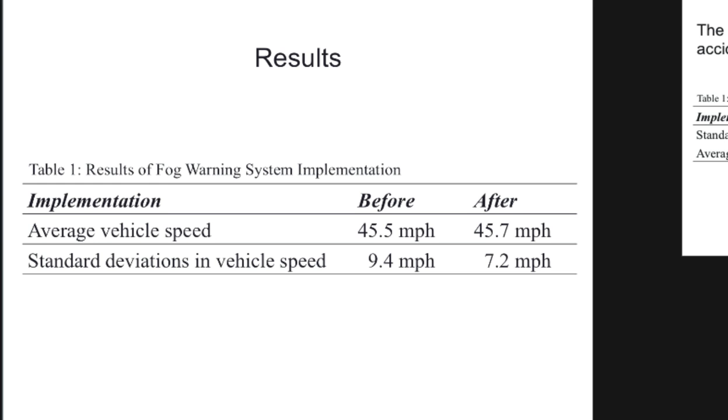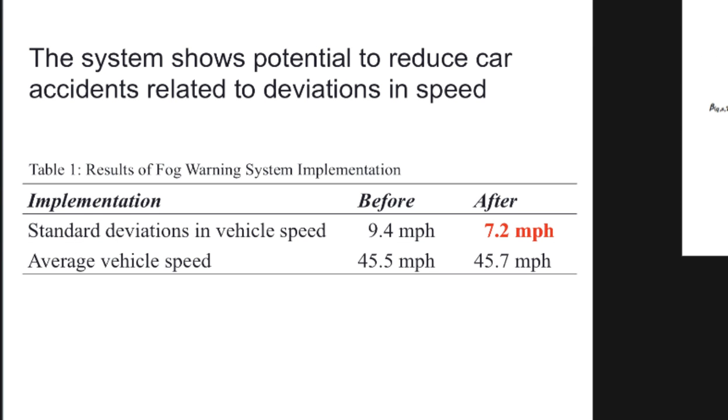Before and after doesn't seem that different. Yeah, that's what I thought. So before and after of this fog warning system, 0.2 of a mile per hour, that's nothing. Basically useless. Let's not implement this system. Wrong. That was totally wrong of what the authors actually wanted. Here's what they wanted to say.